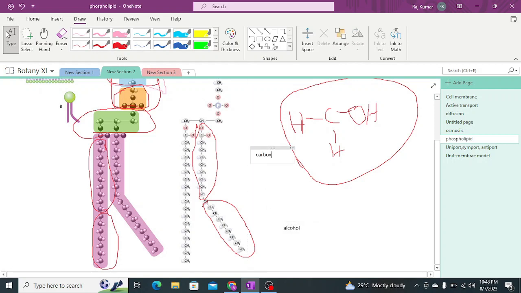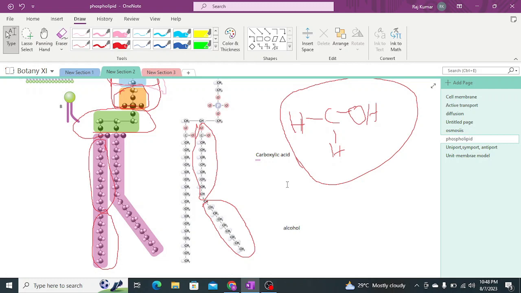The upper part is known as carboxylic acid. Now this carboxylic acid and alcohol group are joined together by dehydration synthesis. In dehydration synthesis, condensation takes place, with the removal of a water molecule to form a new compound. So here, a dehydration synthesis takes place, due to which the carboxylic acid and alcohol group combine together in order to form an ester bond.